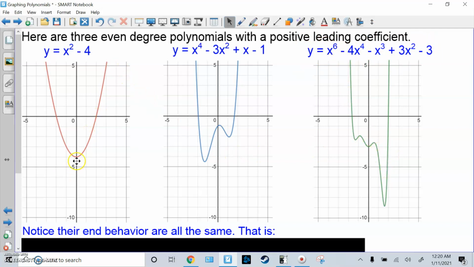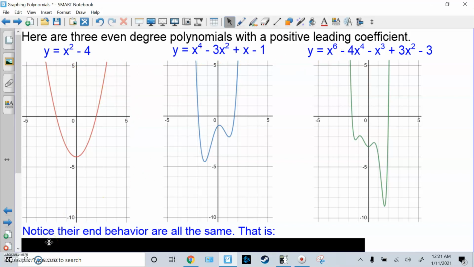Also notice this has one minimum. This has two minimums and one maximum. And this has 3 minimums and 2 maximums. So there's 1 here, 3 here, and 5 here. Notice that number is exactly 1 below the degree. So 6 minus 1 is 5, 4 minus 1 is 3, 2 minus 1 is 1.